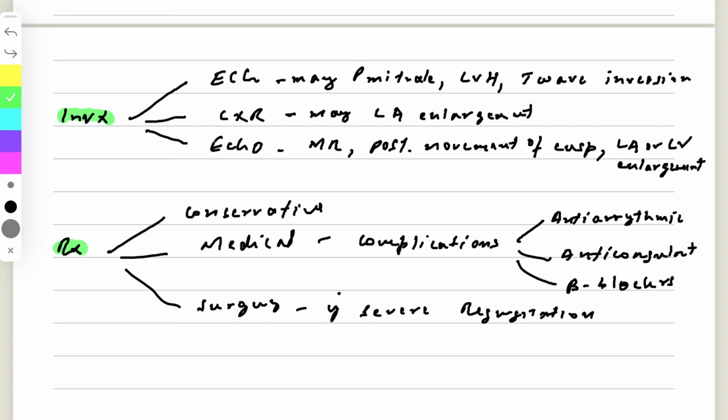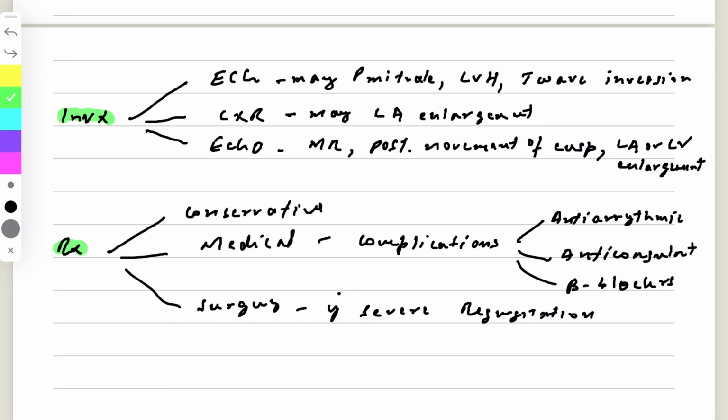Surgery is not really done, but obviously if there's severe regurgitation, then surgery can be done. And obviously you're going to refer the patient to cardiology, and then they will decide what type of surgery is needed, whether it can be repaired or the mitral valve needs to be replaced.